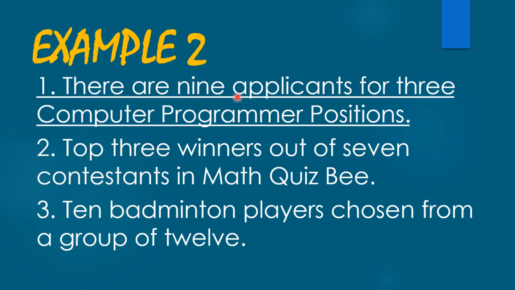The first situation, there are 9 applicants for 3 computer programmer positions. We need to select only 3 applicants from 9 applicants to be selected for the computer programmer positions. Since we have the same positions, there is no order needed in this given situation. So this is a combination.